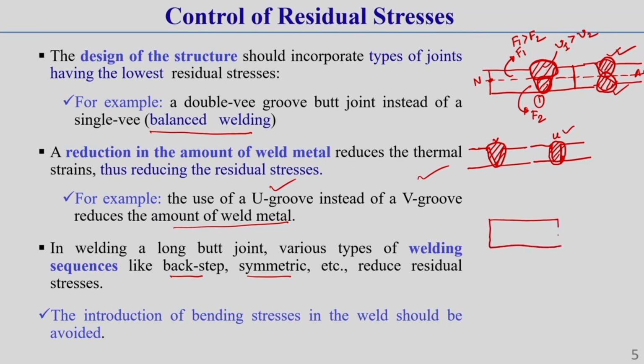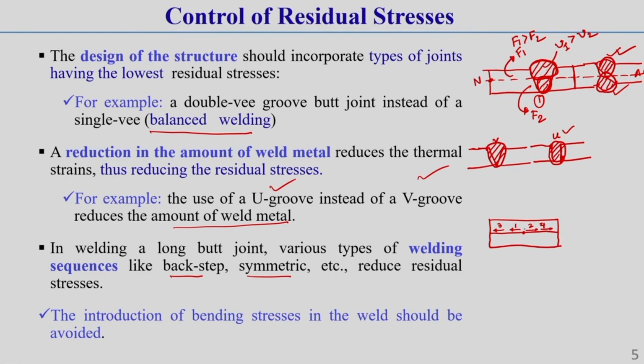Here I am just showing. Let us say along this we are doing the welding. Symmetric welding means it starts from the middle. Let this be the first pass, then the first progression of weld, then this is second, then again this is third, this is fourth. This is called symmetric type.